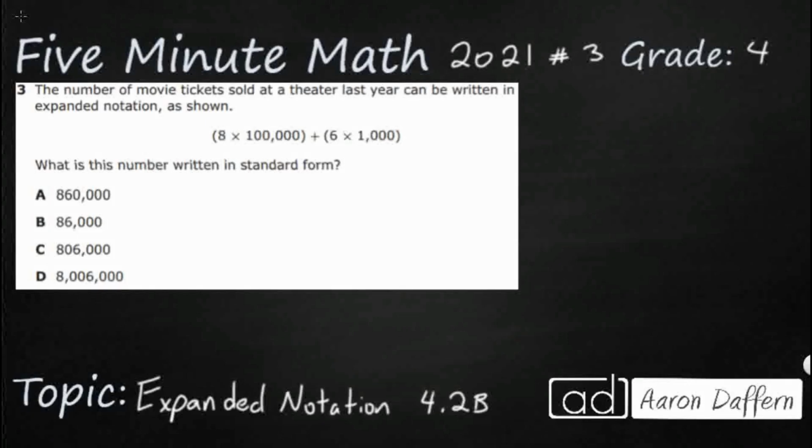Today we are looking at the 4th grade concept of expanded notation. This is standard 4.2b in the great state of Texas, and we are using item number 3 off the 2021 released STAAR test. If you have not done so already, please go ahead and take a moment to pause the video, work this problem out on your own, unpause it, and then we will look at our answers together.